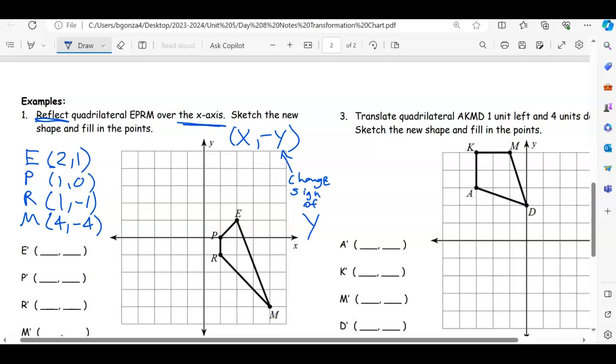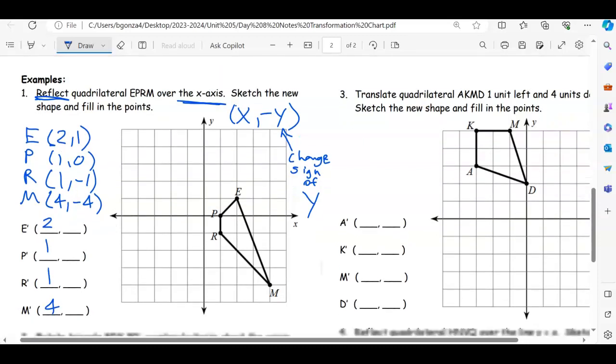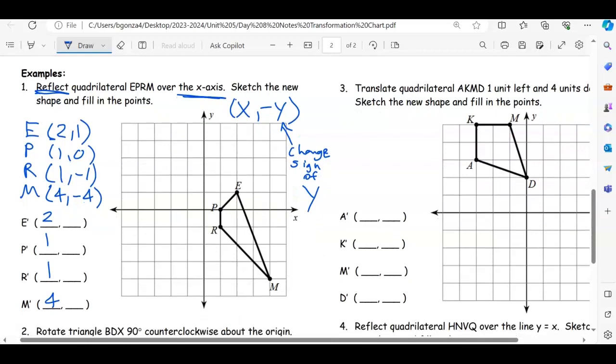So again, all these x's stay the same. 2, 1, 1, 4. X's stay the same, but the y's change their sign. Positive 1 becomes negative 1, 0. Negative 1 becomes positive 1. Negative 4 becomes positive 4. Okay.